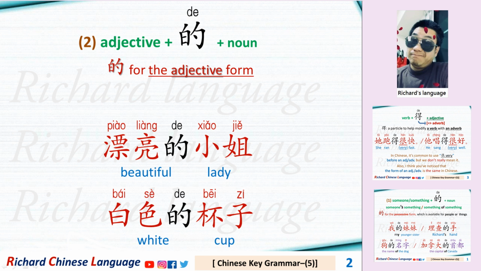Another example, 白色的杯子, white cup. And also we use 的 after 白色. Then 白色的 becomes an adjective. You can use it to modify a noun.